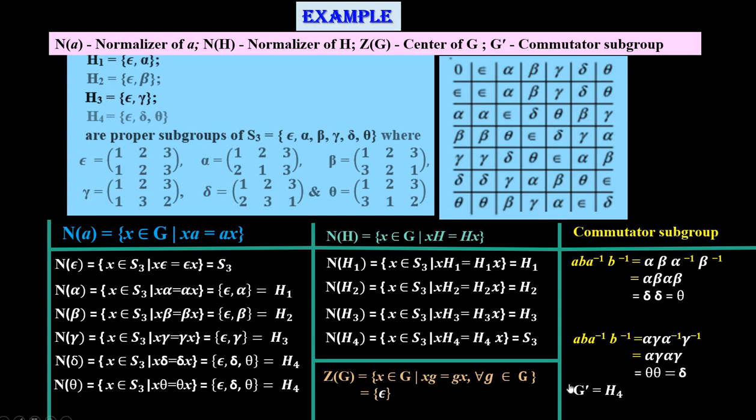So when we consider G prime, we have already said that G prime is the finite product of its commutators. So when we compute this, we will have that either to be epsilon or theta or delta. So when you consider the finite product, that will have elements as the singleton epsilon, delta, theta, and we know that that is nothing but our H4.